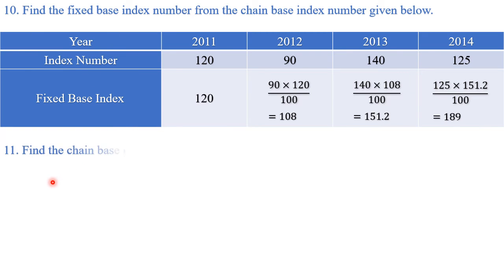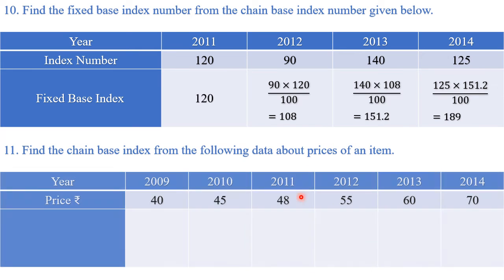Question number 11 is find the chain base index from the following data about prices of an item. Now this is a simple question. You just have the years, you have the prices, and you are supposed to calculate chain base index number. How to calculate a chain base index number? Simple. The first value is taken as 100, and for the next values take the current year, divide with the preceding year, immediate preceding year. So if I am taking 2010, 45, I will be dividing it with 2009, 40. So 45 upon 40 into 100, 112.5.